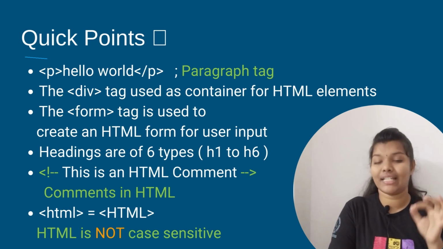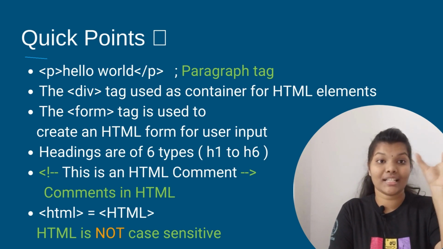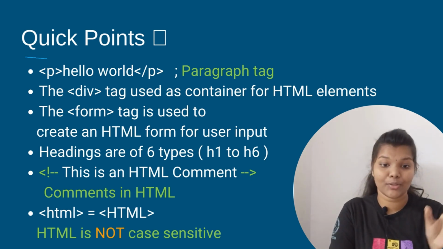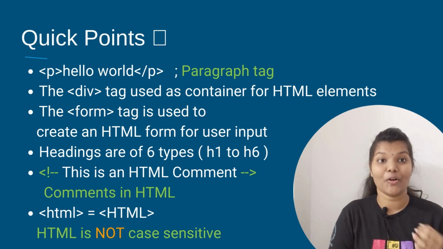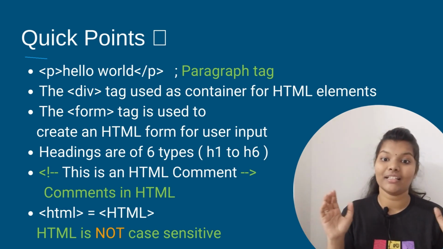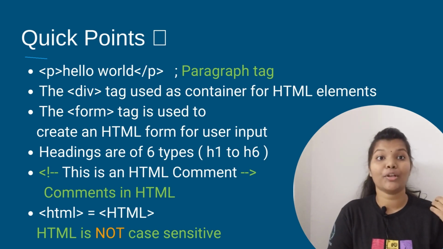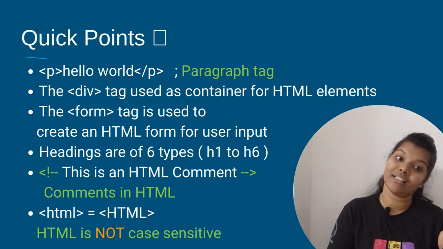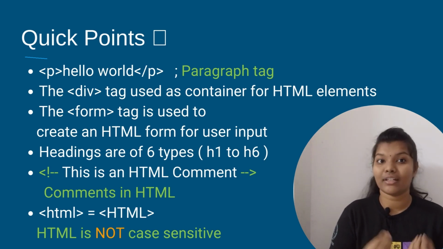Headings are of 6 types, H1 to H6. H1 is like the main title, and it goes on like smaller headings. To comment in HTML code, all you have to do is press command and slash on Mac, and control and slash on Windows. And there you can comment the HTML code. HTML is not case sensitive. So if you write the tag in small letters or capital letters, it will be taken as the same.